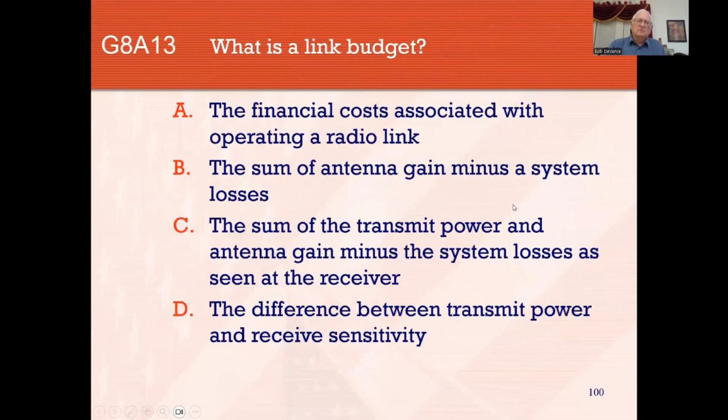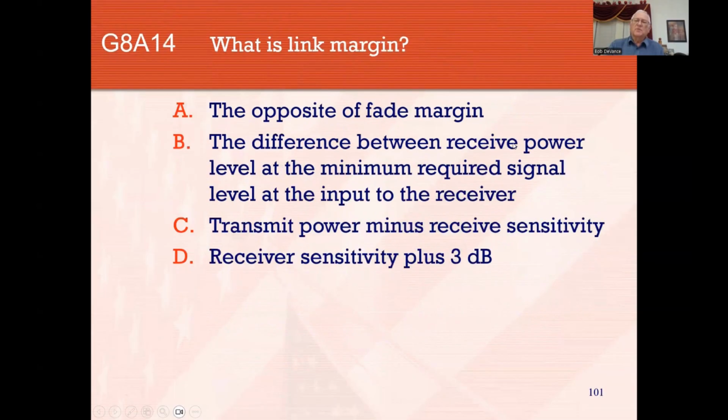A link budget. The sum of the transmit power and antenna gain minus system losses seen at the receiver. Everything that affects the signal from the transmitter to the receiver is the link budget. The link margin is the difference between receive power level and the minimum required signal level at the input to the receiver, which is double talk. But that's the answer. What can I say?